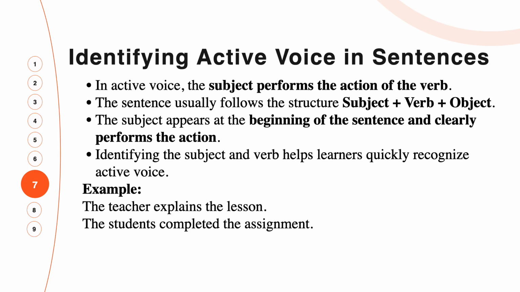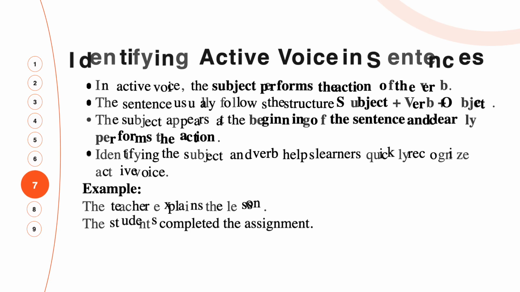To identify active voice, learners should first find the subject and then check whether the subject performs the action. For example, in the sentence, the teacher explains the lesson. The teacher performs the action of explaining. Similarly, in the student completed the assignment, the student performs the action of completing the assignment. These examples clearly show active voice.